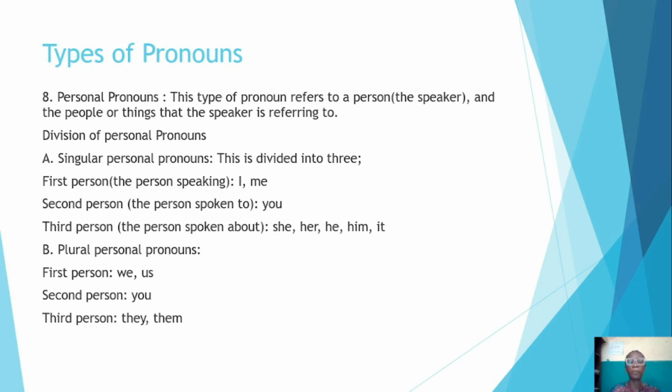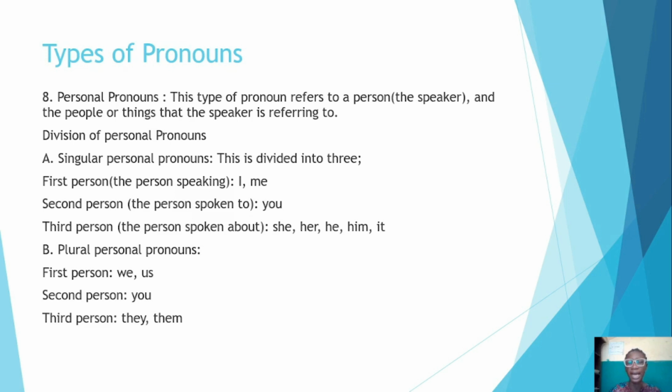Plural personal pronouns, plural, more than one. The first person, the person speaking, when they're more than one, it's no longer I, but we, us. Second person, we have you. Third person, we have they and them.